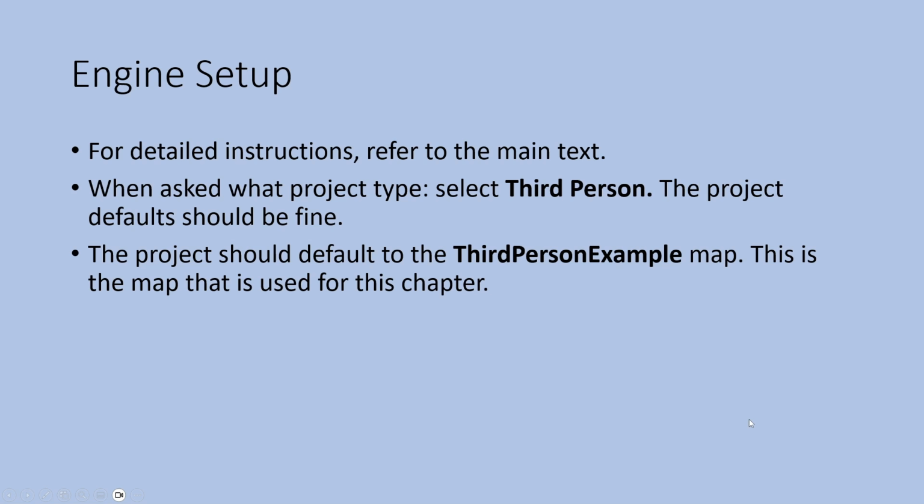So there are some prerequisites here. I'm going to go ahead and assume that you already have the Unreal Engine installed. If you do not, you can go to Epic Games and make that happen. And that you already have a project that has been created. When you create that project, if you want to follow along and do this lesson specifically, you do want the third person project template. And all the project defaults should be fine.